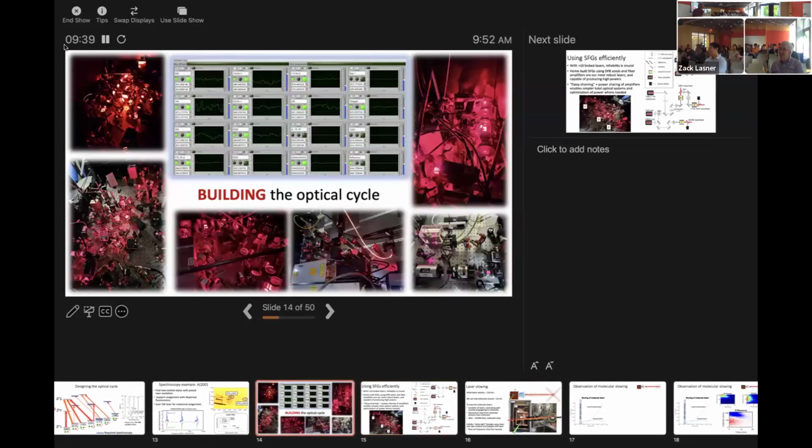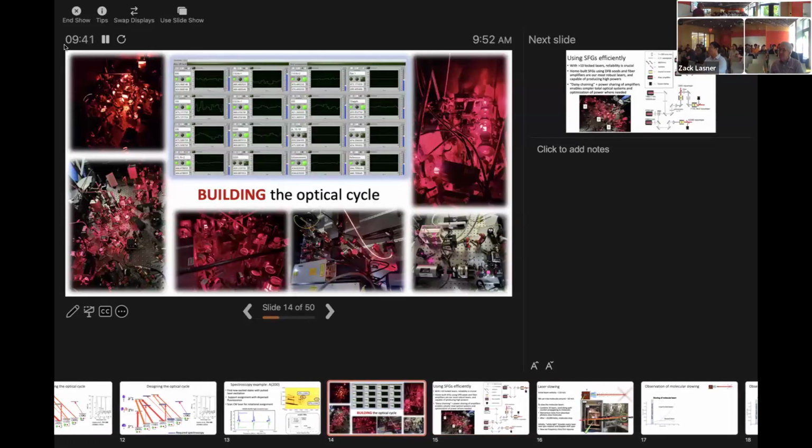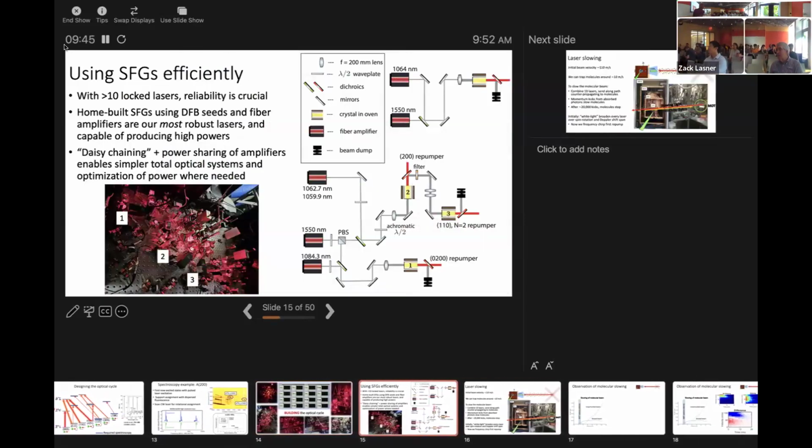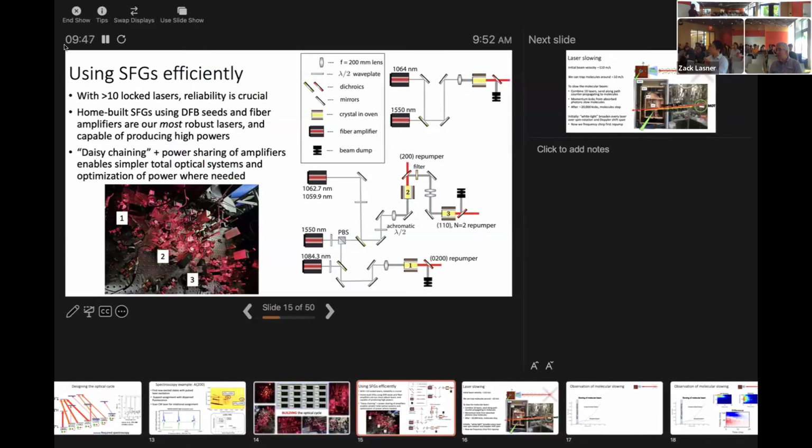It looks like this might be really daunting, and it was, of course, a lot of work. But I want to advertise, John already alluded to this, that these SFG systems are very, very robust, and they just work every day once they're set up. So it's very reasonable to scale these systems up to many, many lasers. We could go well past 10 and I think not have a problem with running the experiment reliably every day.